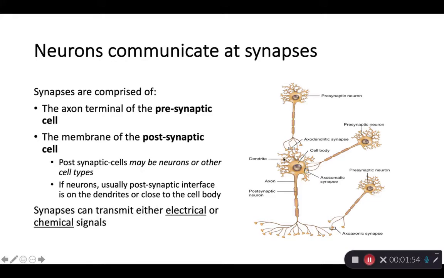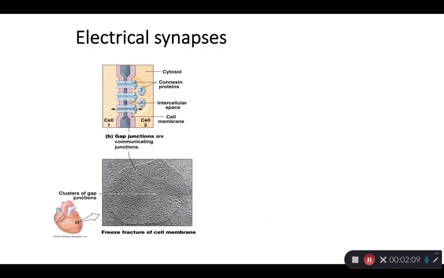Okay, so synapses can transmit either electrical signals from one cell to another, which we'll talk about in just a minute, or more commonly, they're going to communicate with each other by sending chemical signals across the synaptic cleft, that very small area. Okay, so just to talk about electrical synapses, this is kind of an electron microscope view of some electrical synapses, and this is more of a cartoony view.